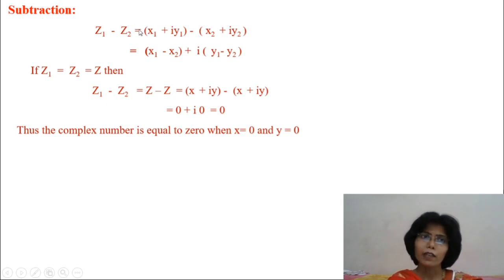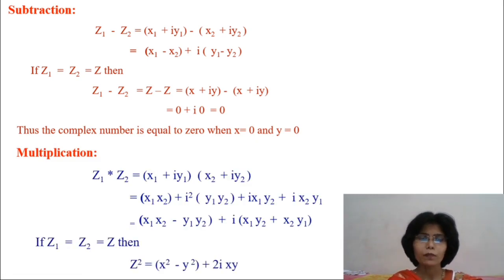Now if z1 and z2 both are equal, then z1 minus z2 will be, as z1 is equal to z2 is equal to z, then z1 minus z2 is equal to z minus z, that is 0 plus 0i, that is 0. Thus the complex number is equal to 0 when x1 is equal to 0 and y1 is equal to 0. Now we'll see the multiplication of two complex numbers.